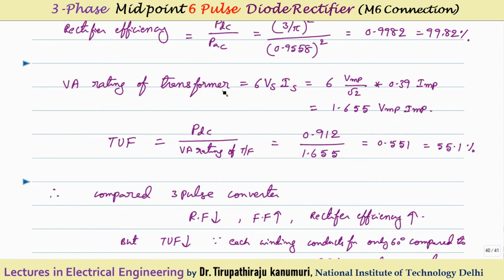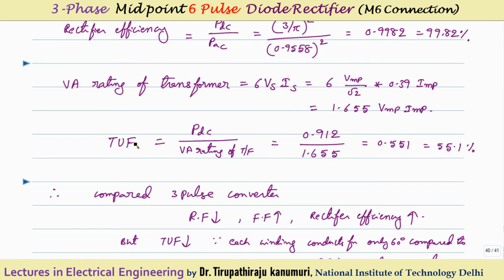Now coming to the volt ampere rating of the transformer, as there are 6 phases in your output, because 6 windings are there. So 6 multiplied by the voltage produced by each winding, that is the RMS value of the voltage, multiplied by the RMS value of the current supplied by each winding. So this will be equal to 6 times the RMS value of voltage of each winding, Vmp divided by root 2, and the RMS value of current supplied by each winding, we have calculated Is. It is only conducting for 60 degrees out of 360. When we calculated the RMS, we got it as 0.39 times Imp. This will be 1.655 Vmp into Imp.